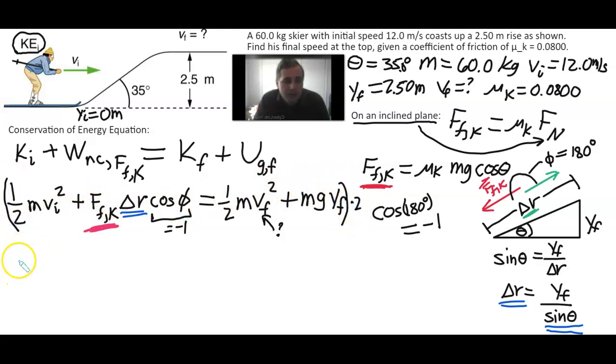Okay, so let's take this one step at a time. Now, our conservation of energy equation becomes m v initial squared, and then plus, well, the plus actually becomes a minus because it's -1. So let's do minus, because the work done by the force of friction is negative. The kinetic force of friction is mu k mg cosine theta. So that's mu k mg cosine theta. Then delta r becomes yf over sine theta.